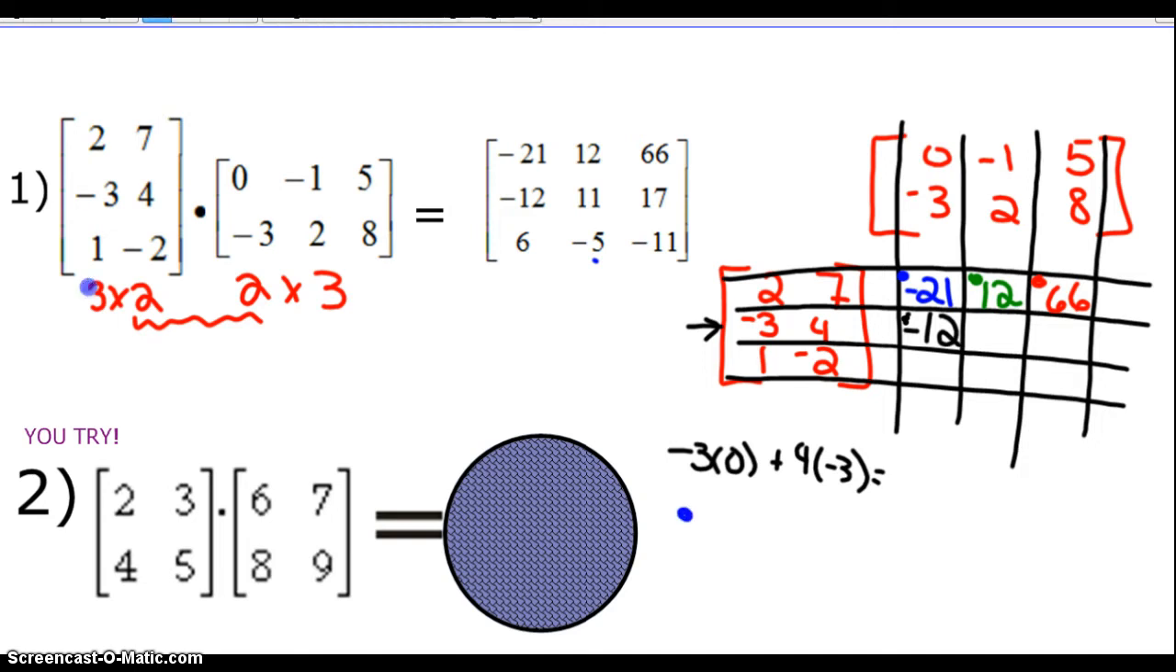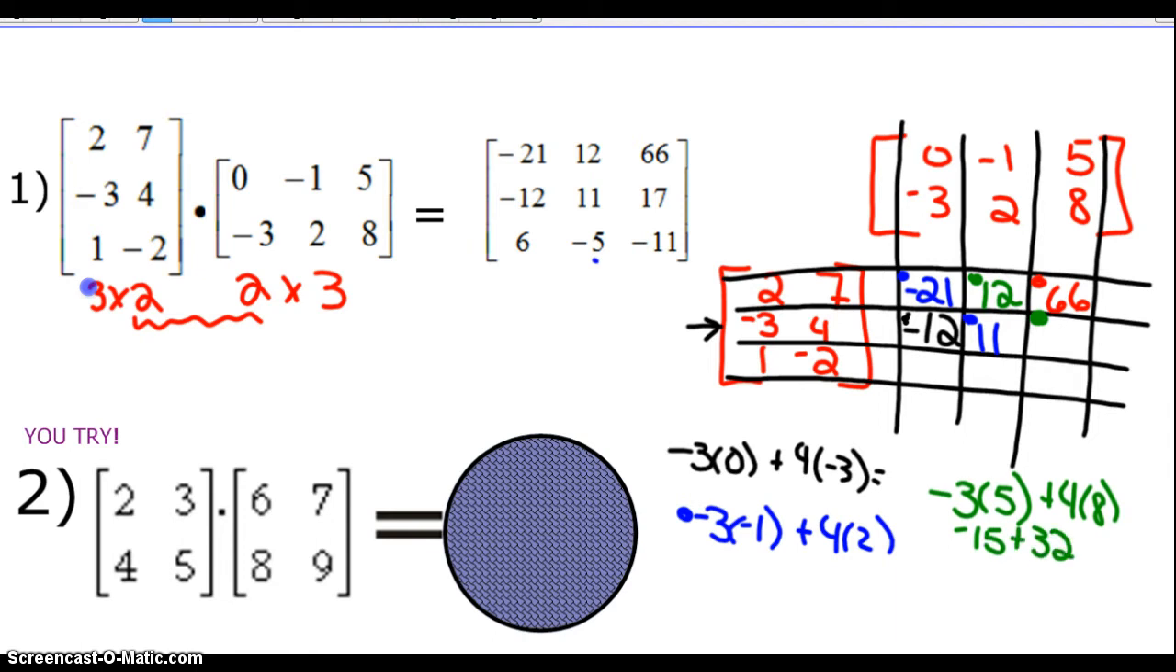Now I'm going right for the center spot. Negative 3 times negative 1 plus 4 times 2. We're going to get 3 plus 8 is 11. Next spot, second row, third column, we're going to say negative 3 times 5 plus 4 times 8. So negative 15 plus 32, 17.